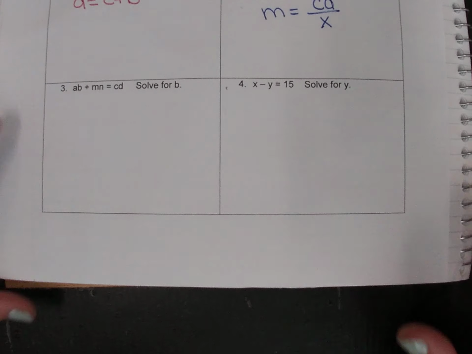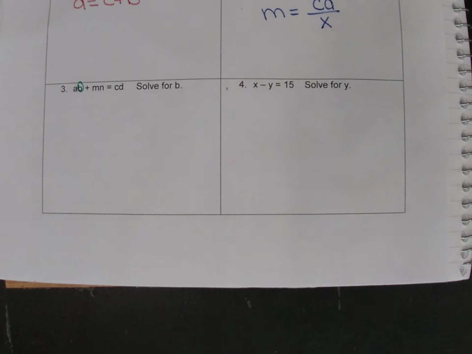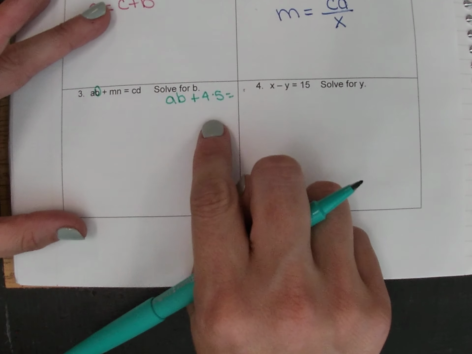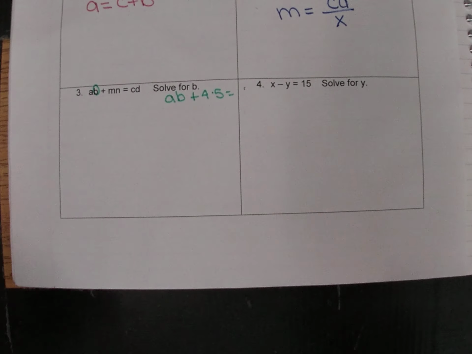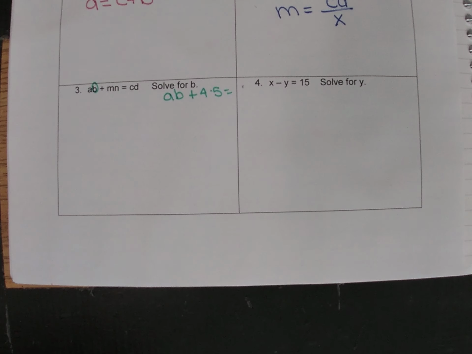Number 3, we are solving for b. So our objective is to get b by itself. Now, one of the hardest things for my students to understand on this is that this mn is attached together as one thing because it's not with the b. It's a similar idea to if I had a times b plus 4 times 5. Typically, I would take that 4 times 5 and turn it into a 20 and then treat that 20 as one number. I just can't simplify that anymore, but I'm still treating that as one number.